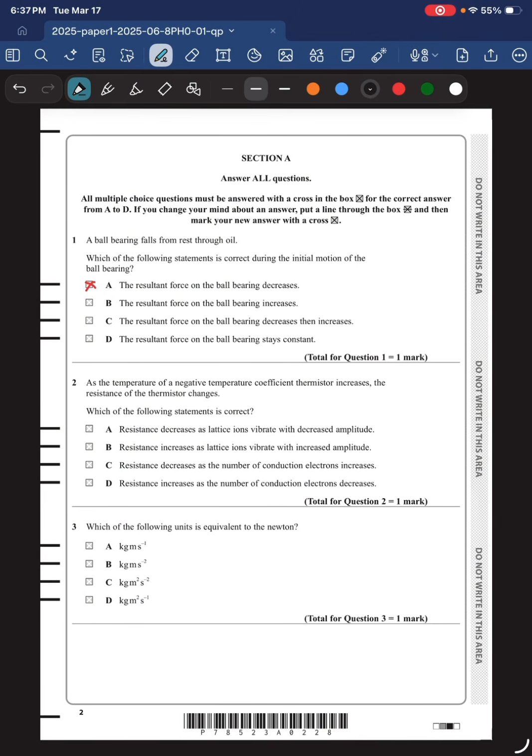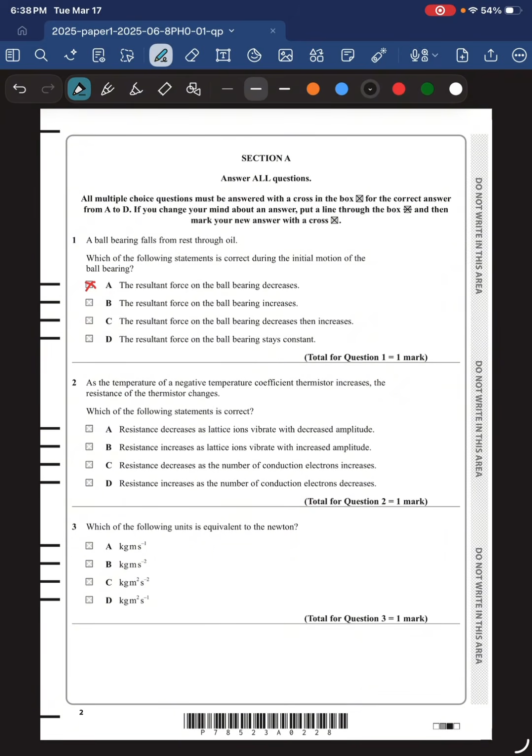As the temperature of a negative temperature coefficient thermistor increases, the resistance of the thermistor changes. Which of the following statements is correct? A, the resistance decreases as lattice ions vibrate with decreased amplitude. This doesn't make sense because the lattice ions would vibrate with an increased amplitude if you increase the temperature, so that's wrong. B, resistance increases as lattice ions vibrate with increased amplitude. Okay, kind of.